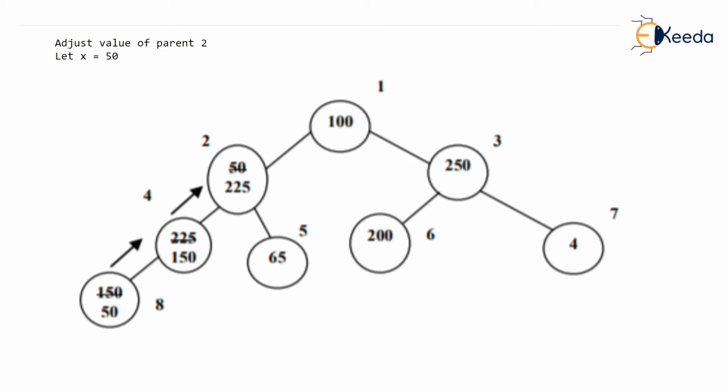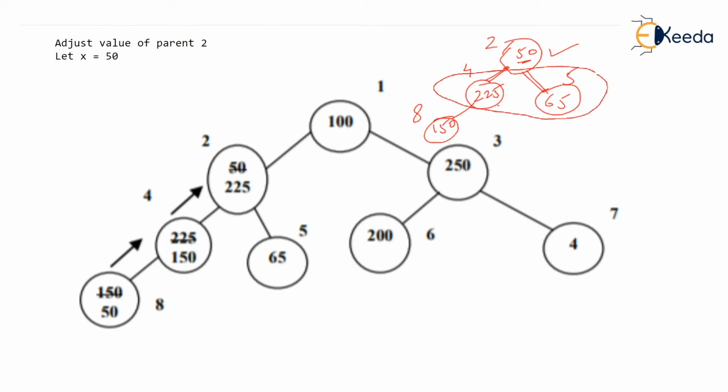So if I draw this particular section separately over here, this was the second node and it was storing 50 earlier. Then there was the fourth node which was storing 225, and then there was the eighth node which was storing 150 earlier. And we had the fifth node here, right child of 2, as 65. And somehow, we wanted this second node to store a value larger than both the children. So first we selected who is the largest child among these two. It was 225. 225 is a very big value as compared to 50. So 225 went up, correct?